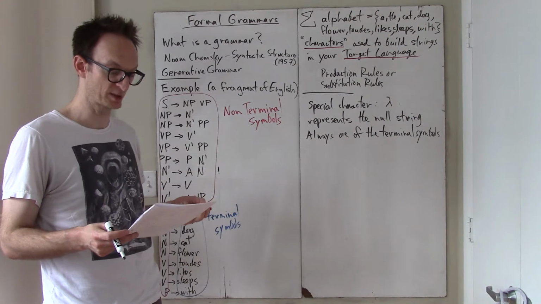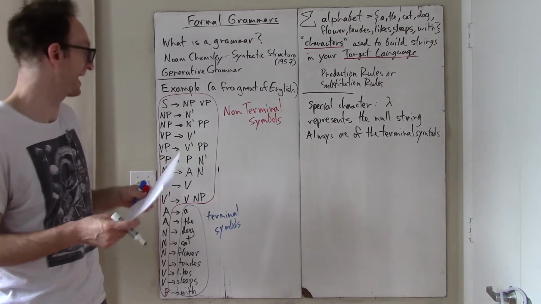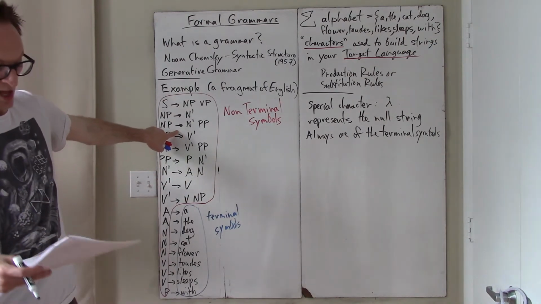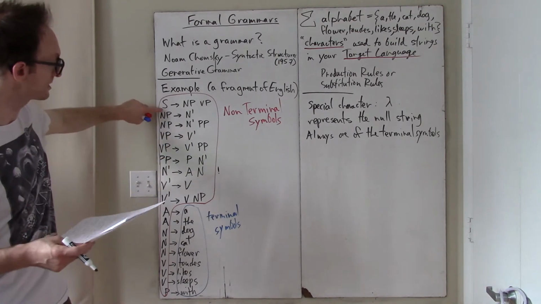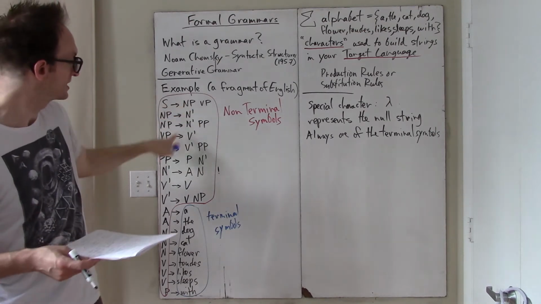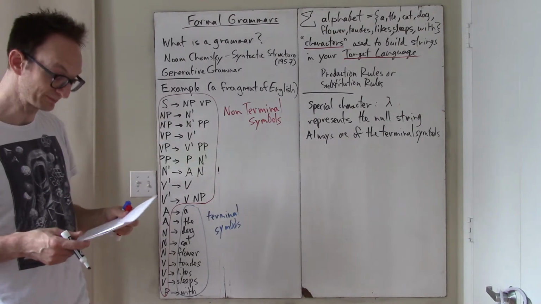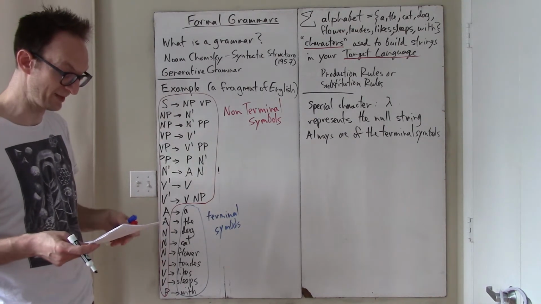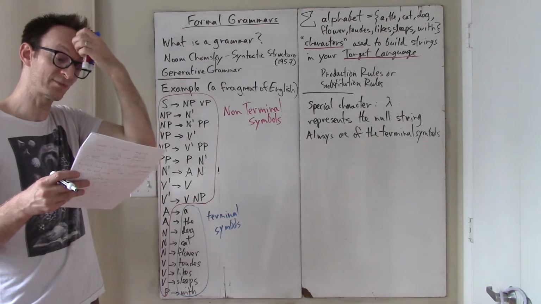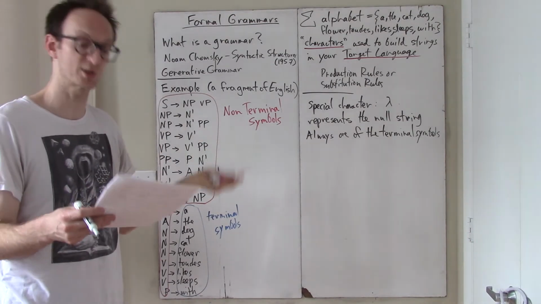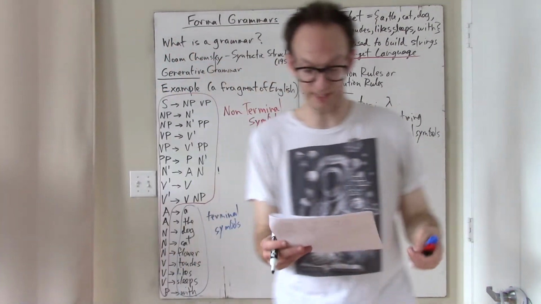Replace non-terminal symbols with a string of terminals. Every one of these production rules has the format of a certain non-terminal symbol being replaced with some combination of non-terminal symbols and terminal symbols. That's what every one of these rules has in common. And a string is generated when there are no more non-terminal symbols left to replace. So when the entire string consists of just terminal symbols, we've finished producing that string.